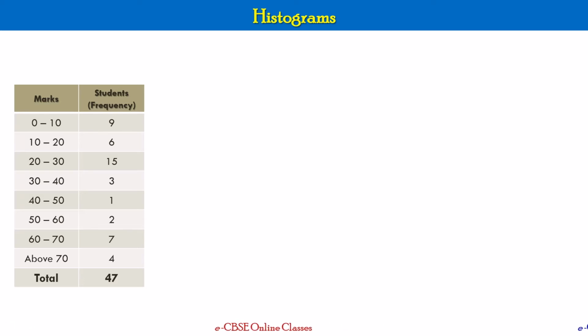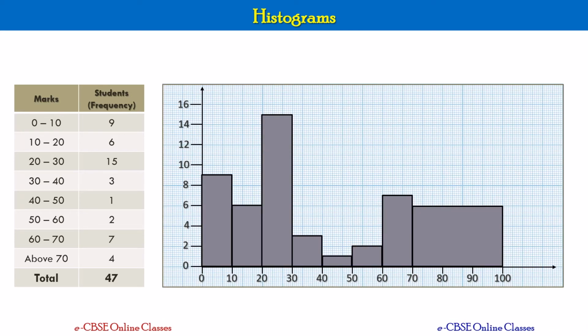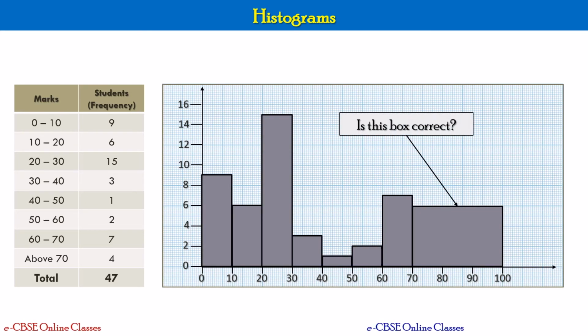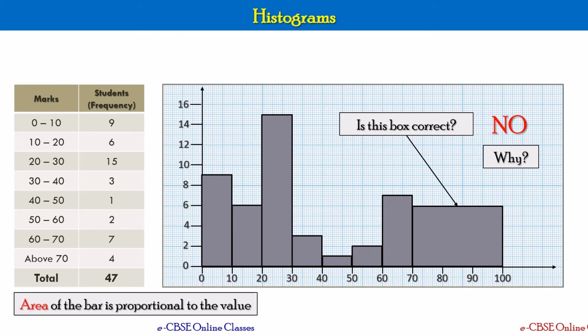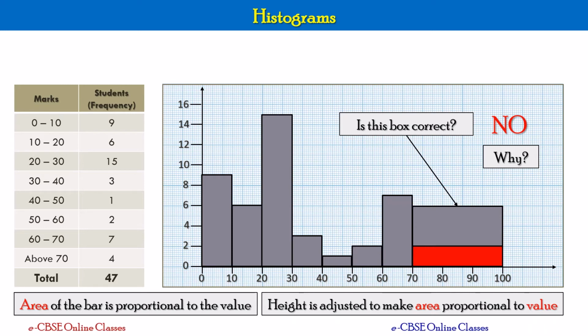So your natural instinct to construct such a histogram is to do it like this, correct? But is the last box really correct if we do it like this? No. Why is that? Because we have already seen that the area of the bar in a histogram should be proportional to the value of the frequency. But here, since the width has changed, we need to reduce the height. Okay. Now, if I actually reduce the height, it is going to be like this, so that the height is adjusted to make the area proportional to the value.